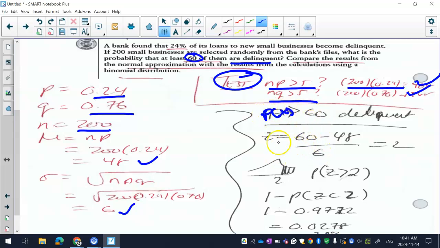So let's change it to Z-score. So find the Z-score. Back up top, there is your X. That is your mu. That is your sigma. You plug those in, 60, 48, and 6, and you get a Z-score of 2. So now I want to find on a Z-table, a normalized table, what is greater than 2.